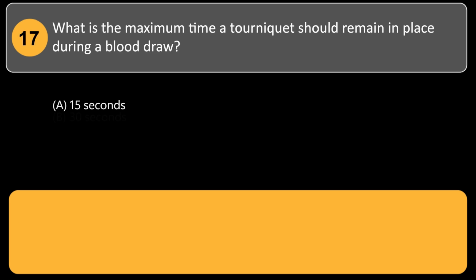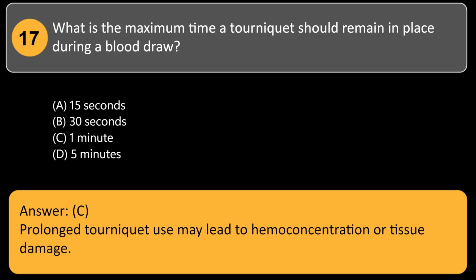What is the maximum time a tourniquet should remain in place during a blood draw? A. 15 seconds. B. 30 seconds. C. 1 minute. D. 5 minutes. Answer, C. Prolonged tourniquet use may lead to hemoconcentration or tissue damage.